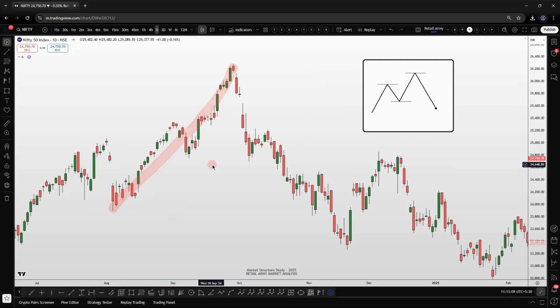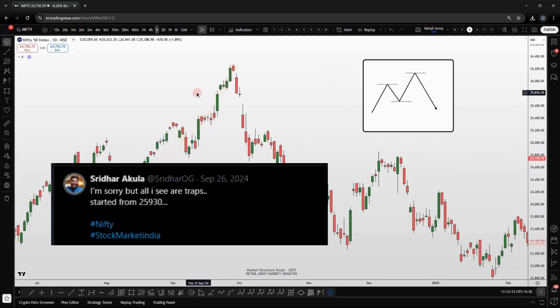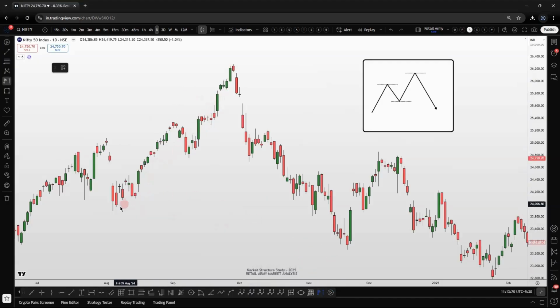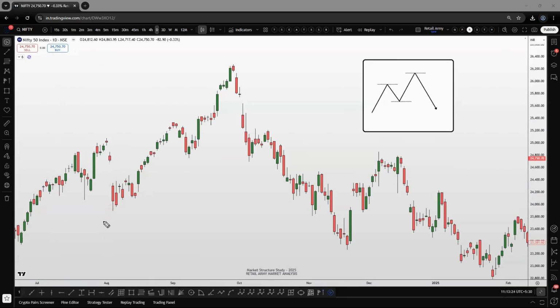I think those who are following me back then, I told you in a tweet that I posted in public, I'm sorry, the only thing I see here are traps. What did I exactly see? I'll show you. I have applied the FRVP from this swing low to this point here. So what is there here? Basically, this is a diagonal pattern. This is a 5-wave pattern.